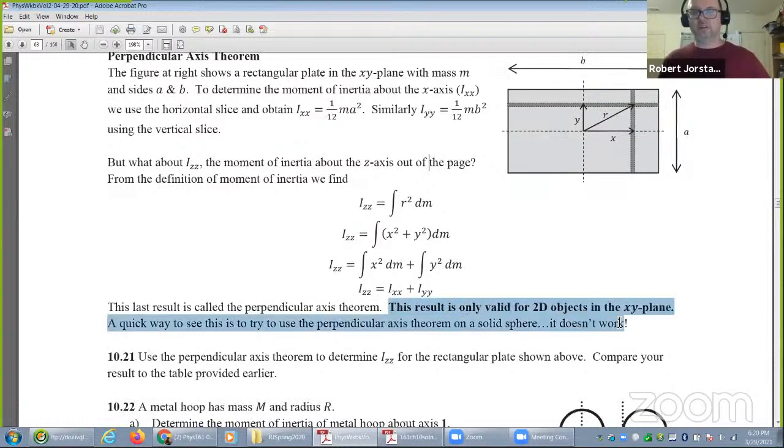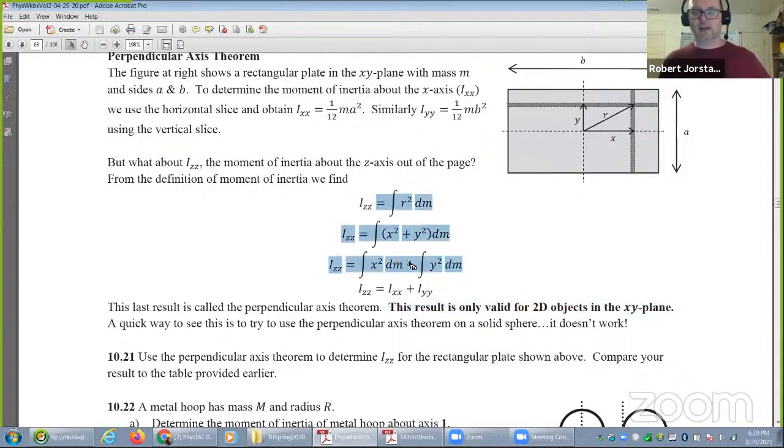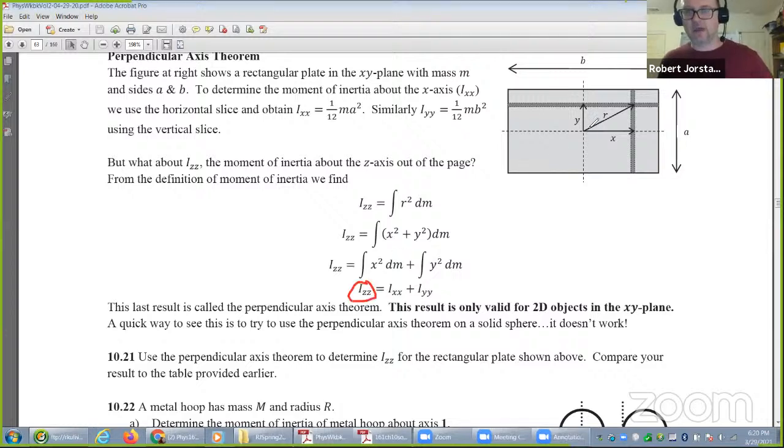This result is only valid for objects in the 2D plane. Basically, you do this weird trick here, and it turns out the moment of inertia about the z-axis, the axis out of the page, you could actually sum it up by saying, look, I'm going to add up all these chunks. Well, that gets you an x squared plus a y squared, which is the moment of inertia about the x-axis plus the moment of inertia about the y-axis. Really, really cool.